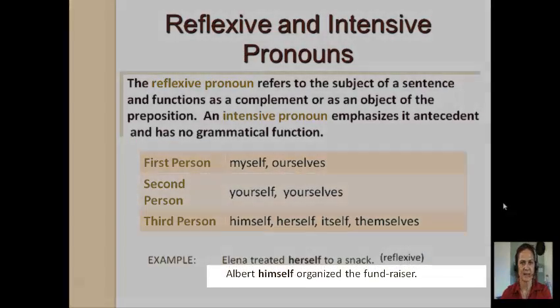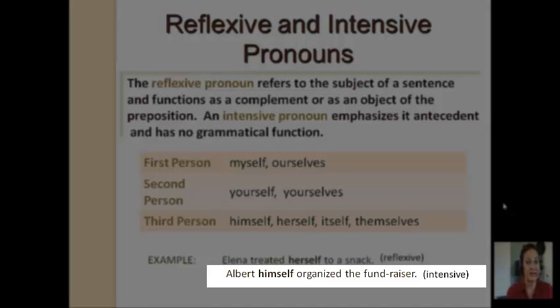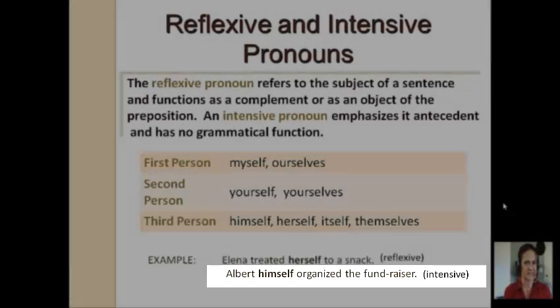Let's look at the second example. Albert himself organized a fundraiser. Okay, I'm going to analyze that sentence. I say Albert is my subject, organized is my verb. Organized what? Fundraiser. So fundraiser is my direct object. So himself has no grammatical function within that sentence except for emphasizing the antecedent, which is Albert. Remember, your antecedent is the noun which is represented by your pronoun, what it's connected to. So in that case, it's intensive.